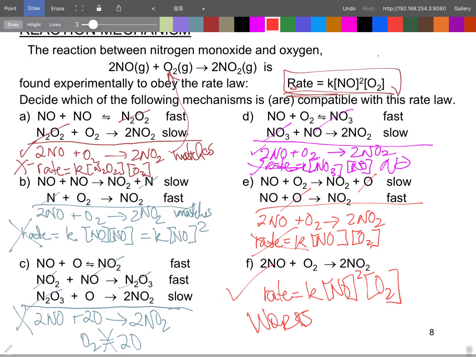The only one that works here is the F one. Okay? Now, there are a couple really good reaction mechanism problems in your text. I highly recommend you look at them and understand the pieces parts. So look over those. But they're really simple. Do they add up to what you need them to add up to? And does the slow step equal the experimental slow step?